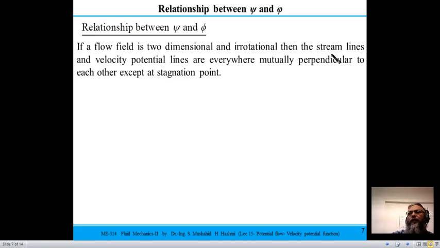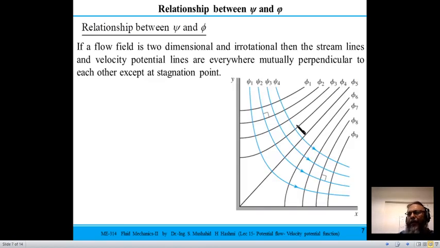Then what is true is that the streamlines are actually coming from the stream function, and velocity potential lines are coming from velocity potential functions, and the physical relationship is that they are orthogonal to each other, meaning they are mutually perpendicular to each other. Obviously the exception is those stagnation points where the velocity comes out to be zero.